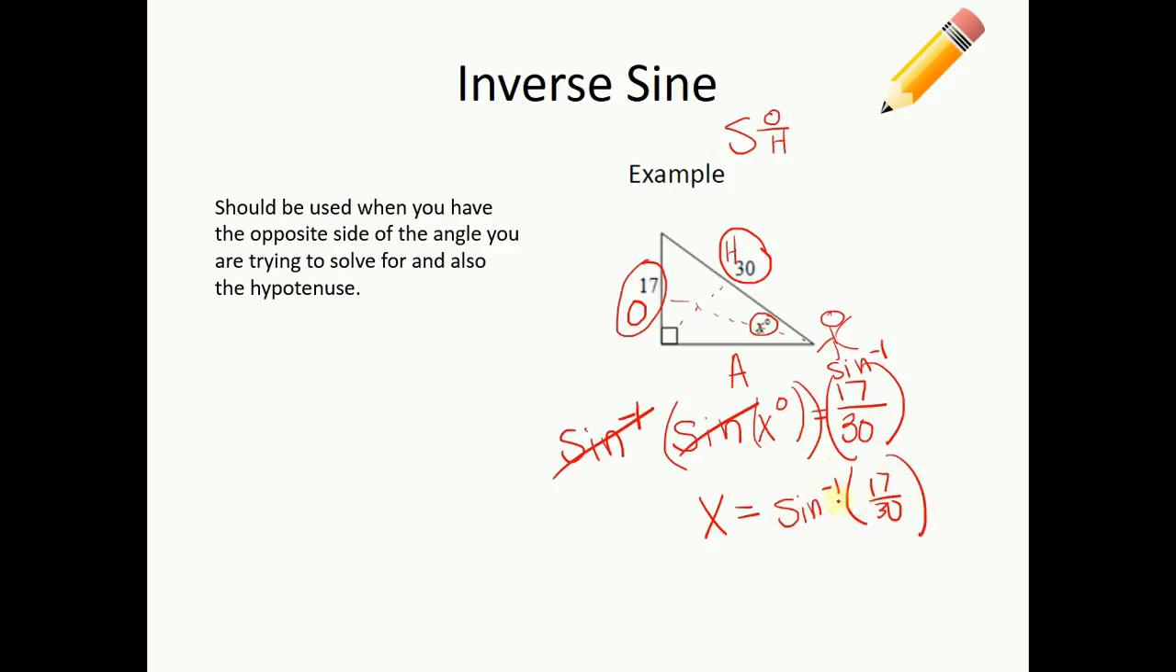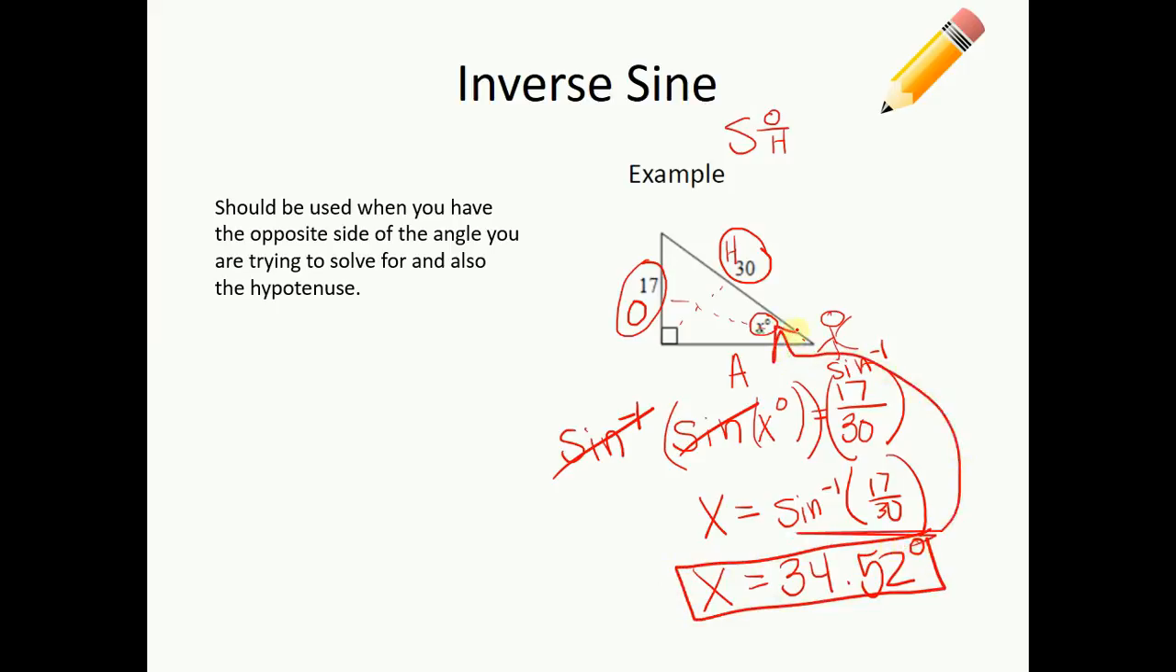So basically what I'm doing is, this is in the calculator. I need to find out what sine inverse of 17 divided by 30 is. So in my calculator, I'm going to set that in and get a value for myself here. So sine inverse of 17 over 30, after I type this into the calculator, I get a value of 34.52 degrees. So that is the angle in question right there.